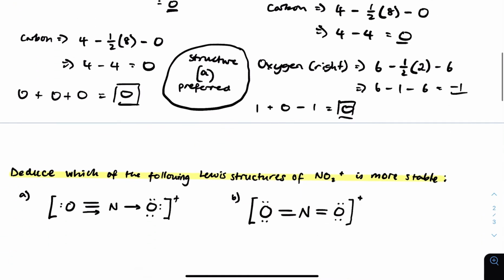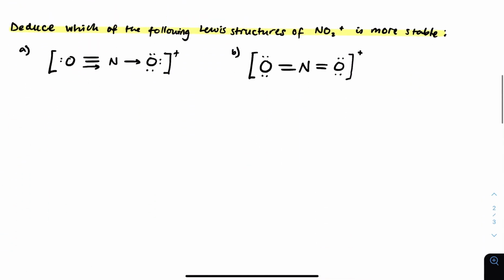All right, let's move on to the last example we have. Deduce which of the following Lewis structures of NO2 plus is more stable. And we've got A and B as usual. Now, interestingly, with ions, as you can see with the nitrogen, it would have lost its electron because it is less electronegative than the oxygen. However, we would still say it has 5 valence electrons when we're doing the calculations.